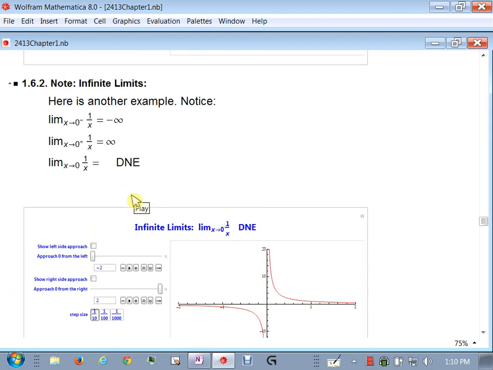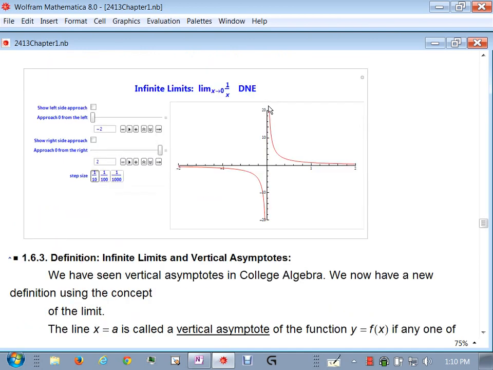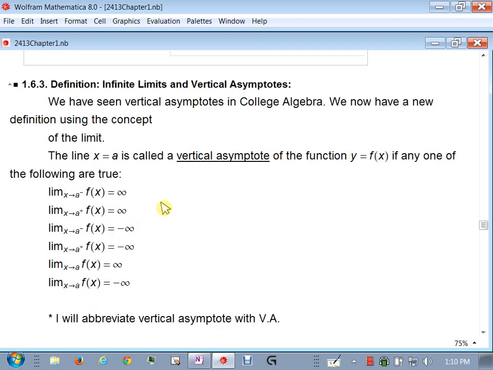Now notice on both of these graphs that back in college algebra, we would have called these vertical asymptotes, wouldn't we? So we have a definition. We say the line x equals a, a vertical line, is a vertical asymptote if one of these things is true. As we approach a from the left, it goes to infinity. We approach a from the right, it goes to infinity. Or from the left, it goes to negative infinity, or from the right, negative infinity, or infinity from both sides. So anytime we have that action going on, that's a vertical asymptote. Yes? That's the way it looked in college algebra.